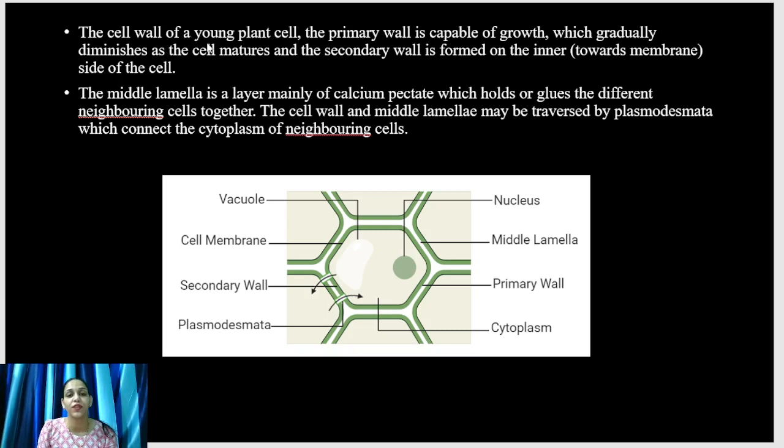The cell wall of a young plant, the primary cell wall, is capable of growth, which gradually diminishes as the cell matures, and the secondary cell wall is formed on the inner side of the cell. This is the primary wall. जैसे जैसे ग्रोथ होगी, सेकेंडरी वॉल में कन्वर्ट हो जाएगी. This is the middle lamella. Middle lamella. This one.